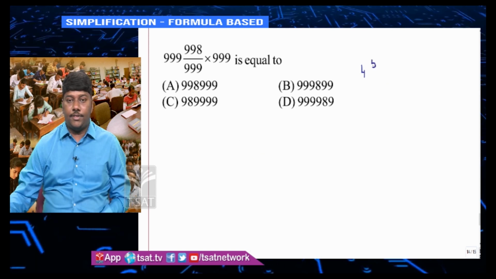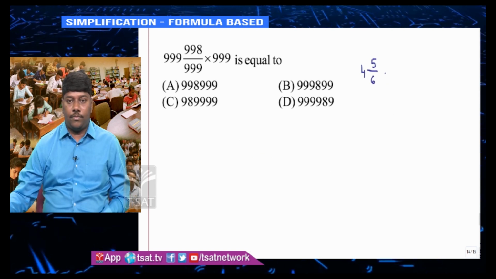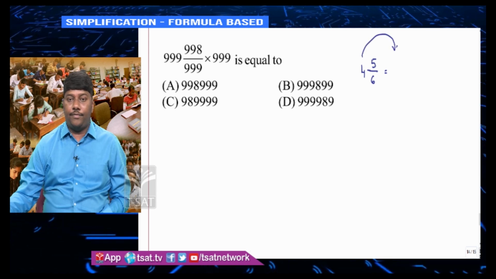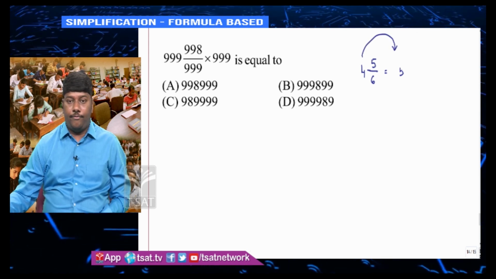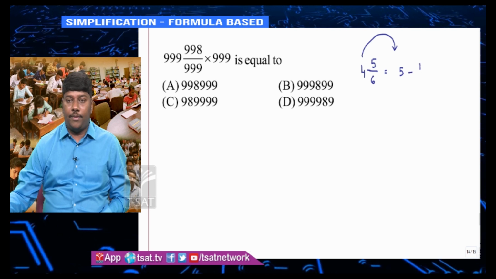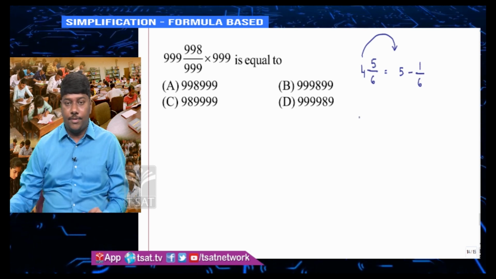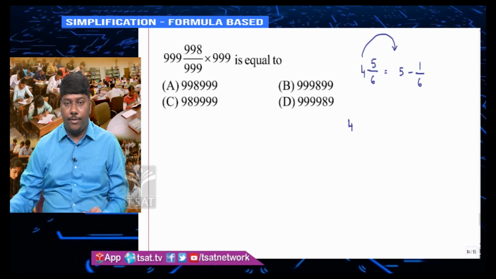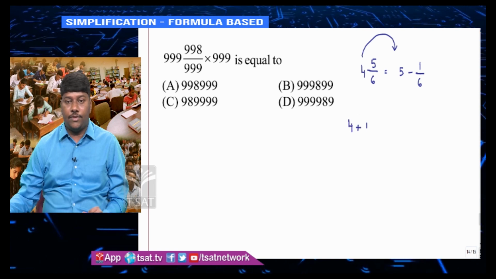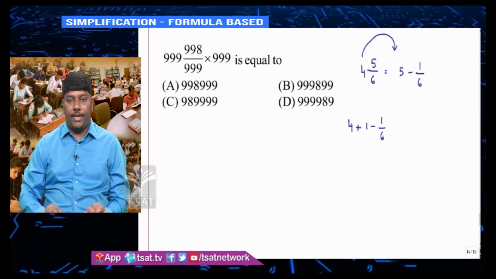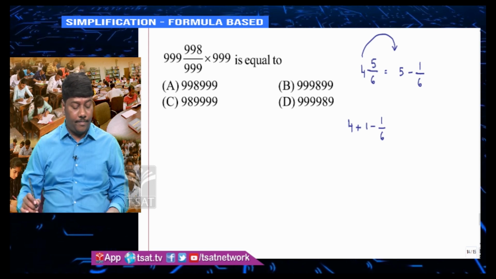4 5 by 6. The next consecutive number after 4 is 5. From 5 you can subtract 1 by 6 in order to get 4 5 by 6. If I make it simple, this you can write 4 plus 5 by 6. 5 by 6 can be written as 1 minus 1 by 6. Now 4 plus 1 is 5 minus 1 by 6. So just remember like that.